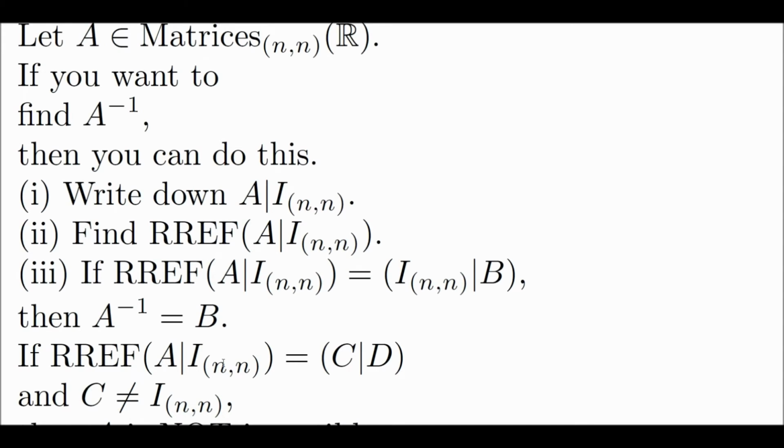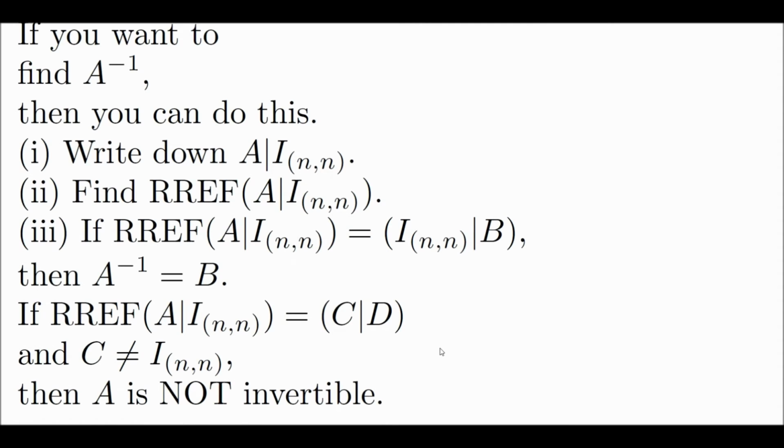If you row reduce A with the identity matrix tacked on and you get some matrix C, D where C is not the identity matrix, then A is not invertible and it won't have an inverse. So again, if you want to find the inverse of A, you'll write down this matrix here, just tack the identity matrix onto A. You'll row reduce that matrix, so you're going to find the row reduced echelon form of this matrix. If the row reduced echelon form looks like this, so if you see the identity matrix on the left, then your inverse will be this matrix on the right. If this row reduced echelon form doesn't have the identity matrix on the left, then you have no inverse.